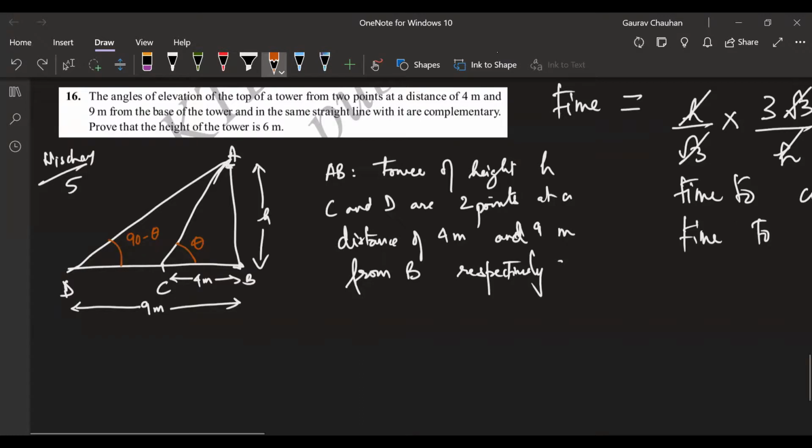Yeah. So this gives us again, now finally what do we have to find? We have to find h, right? We know that h is 6 meter, but we have to show that it's 6 meter. Consider this as a question in which you're asked to find the height of the tower. Okay, so let's do this.